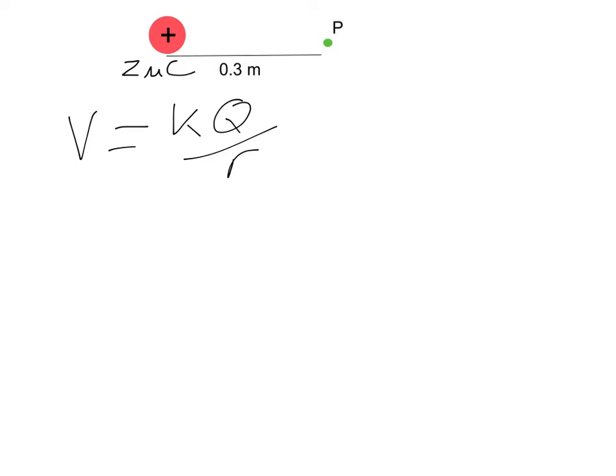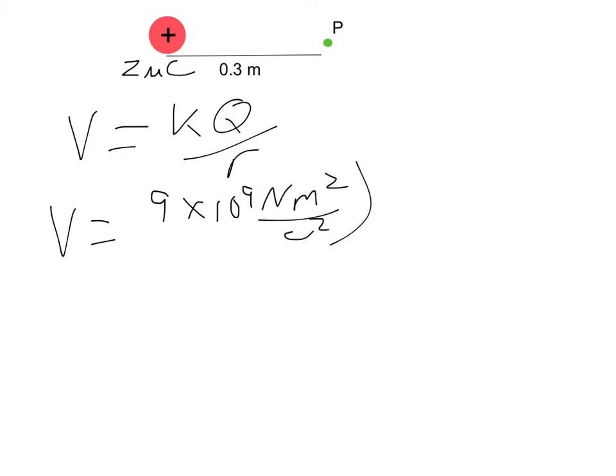In terms of my substitution, the K value is my Coulomb constant. It has a value of 9 times 10 to the ninth, that's 9 billion. And the units here are newton times meter squared per coulomb squared. The value of my charge Q is 2 microcoulombs.